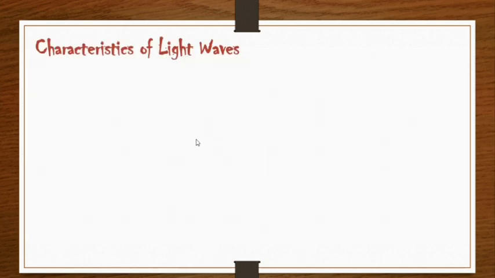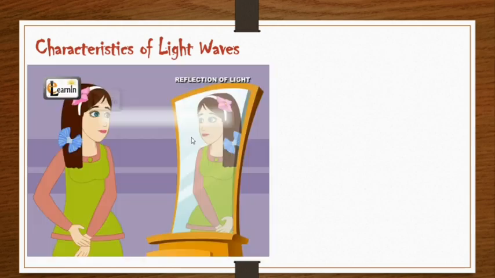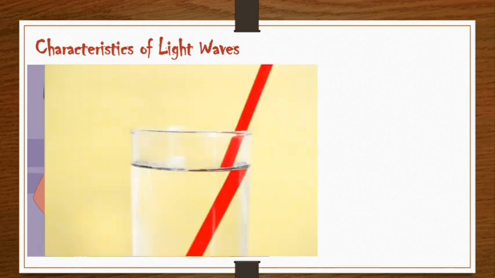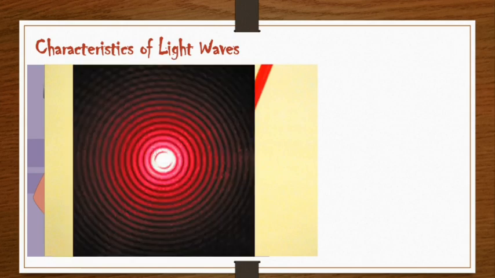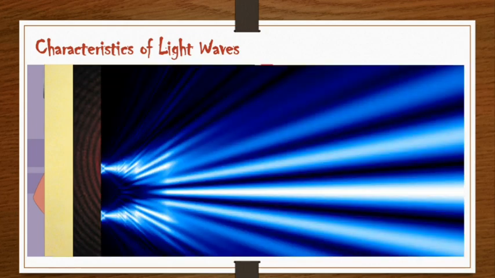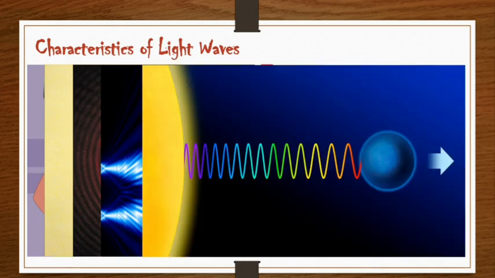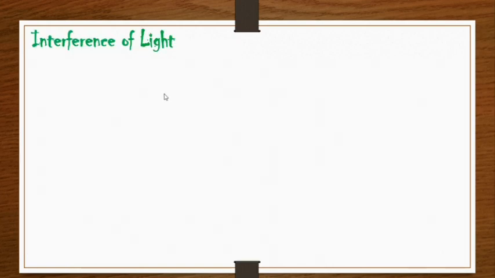Light exhibits certain behaviors that are characteristics of any wave. Light reflects in the same manner that any wave would reflect. Light refracts in the same manner that any wave would refract. Light diffracts in the same manner that any wave would diffract. Light undergoes interference in the same manner that any wave would interfere. And light exhibits the Doppler effect, just as any wave would exhibit the Doppler effect. In this chapter, the first characteristic of wave that will be discussed is the interference of light.